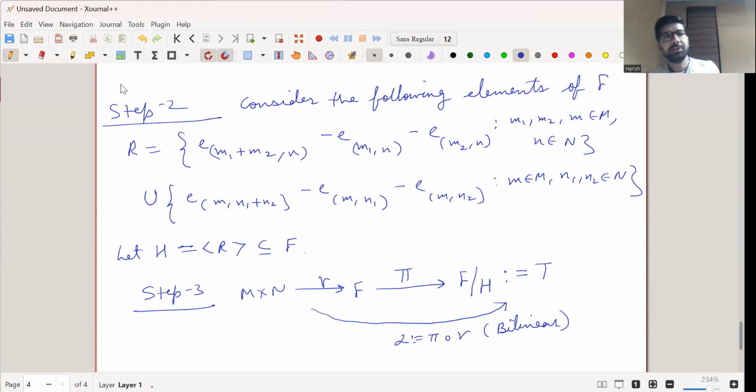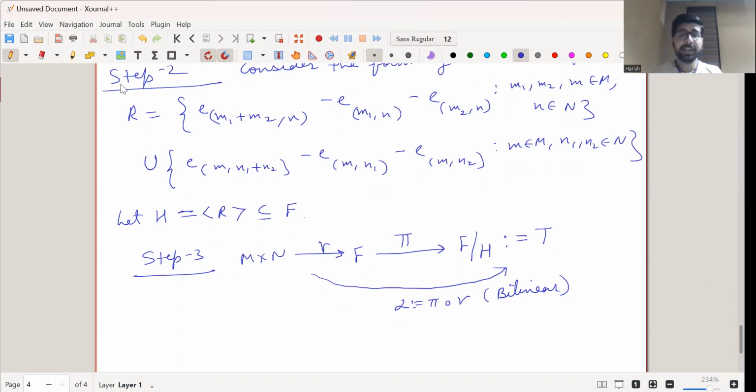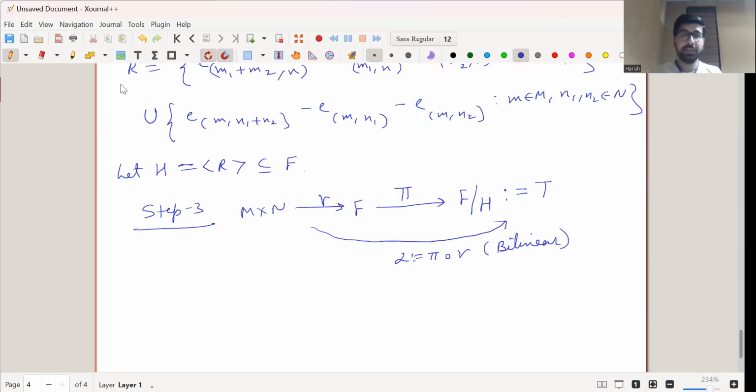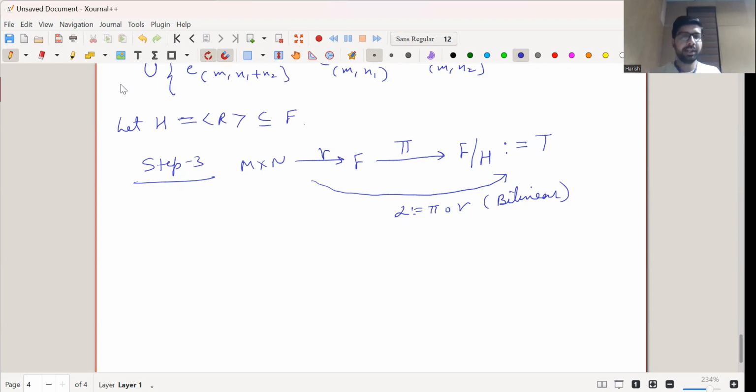So we are collecting the elements of this kind, E of M1 plus M2 comma N, E of M1 N and E of M2 N, and we are quotienting by the group generated by these. That means in F quotient H, all these kinds of elements will be zero, and that is ensuring the bilinearity. That's why H is defined in such a way so that we get bilinearity. In F, because F was just a free module generated over M cross N, it won't have bilinearity. But to ensure bilinearity, we quotient it by H, and then whatever we got is actually the tensor product.